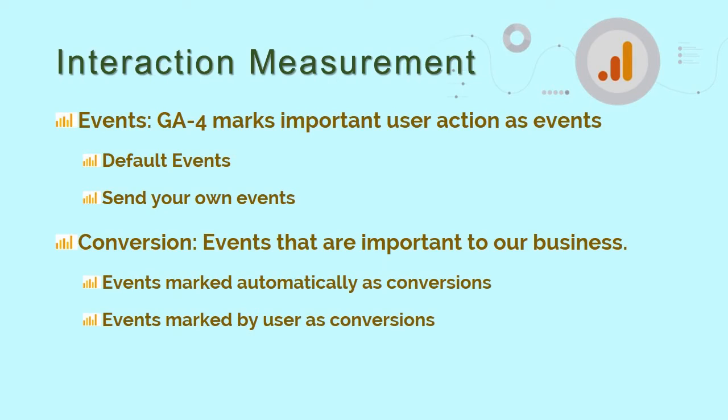There are user interactions that by default are considered events by Google Analytics 4. For example, making a purchase or login to the site. We can create our own events beside default events. Events that are important for our business or help us achieve a business goal are called conversions. There are default conversions in Google Analytics as well that Analytics thinks are important and collects for reports. We can create our own events and mark them as conversions as well.